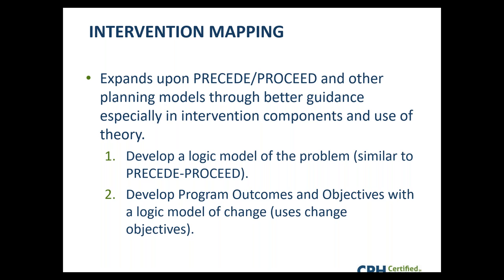But in step two, they call it program outcomes and objectives. At that point, they begin writing their objectives as you do in precede-proceed. And they call this point the logic model of change, because they want to use change objectives at this point. And this is where you write about behavior change. This is where you write about knowledge change. Next slide.